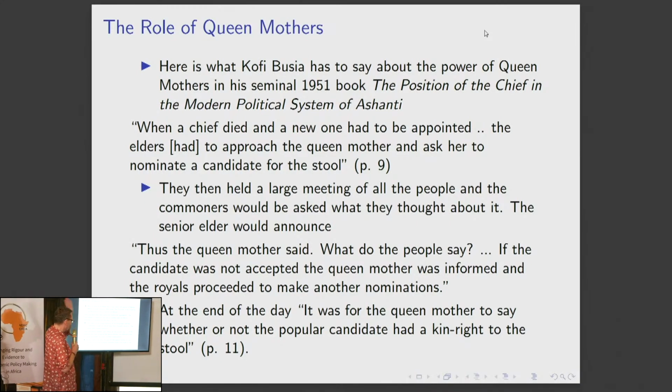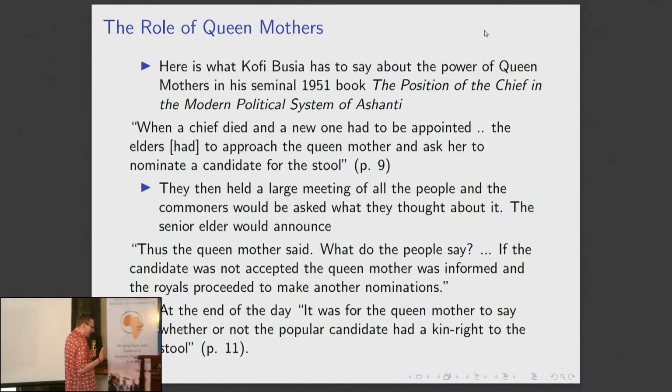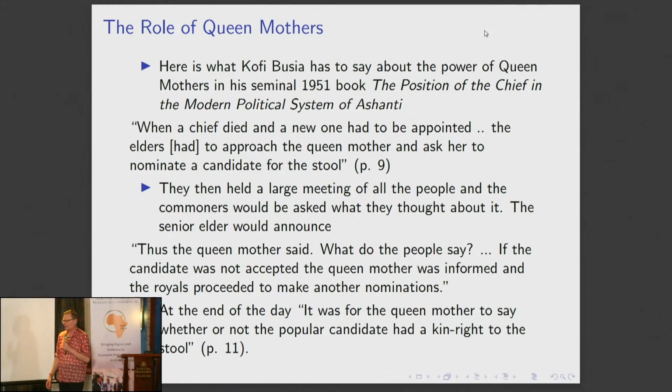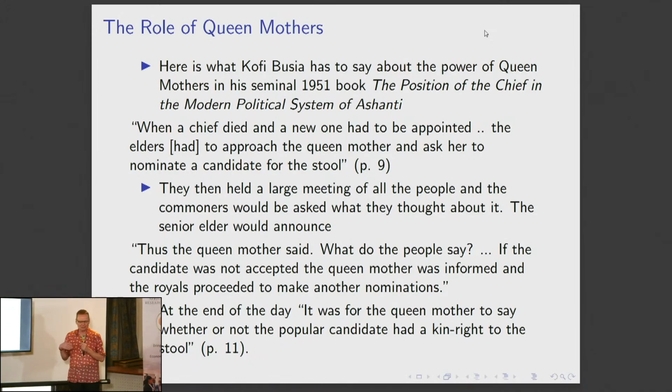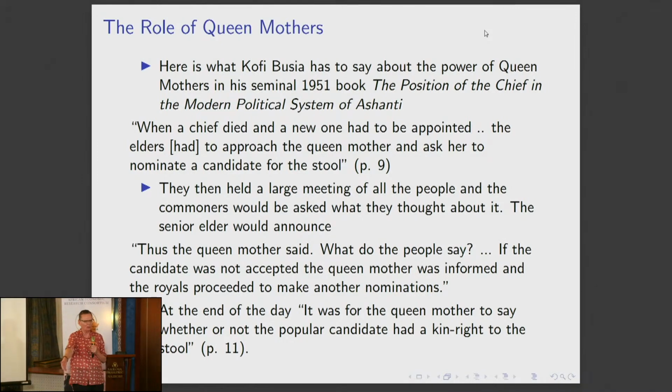Then they had a large meeting of all the people, and the commoners would be asked what they thought about it. So the Queen Mother nominates a candidate. The senior elder would announce, "Thus the Queen Mother said, what do the people say?" If the candidate was not accepted, the Queen Mother was informed and the royals proceeded to make another nomination. At the end of the day, this is what Busia says, it was for the Queen Mother to say whether or not the popular candidate had a kin right to the stool. So the Queen Mother was the repository of knowledge about the history of the stool, which is like a particular chieftaincy, and had the right to nominate candidates for the stool. Queen Mothers had their own stools, their own courts, and they solved judicial problems between women.